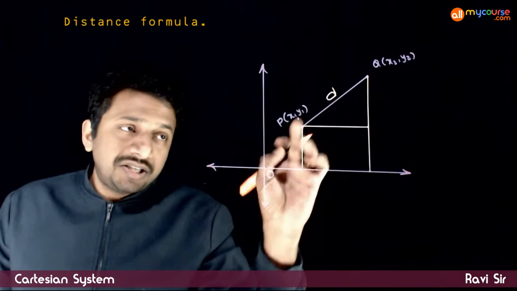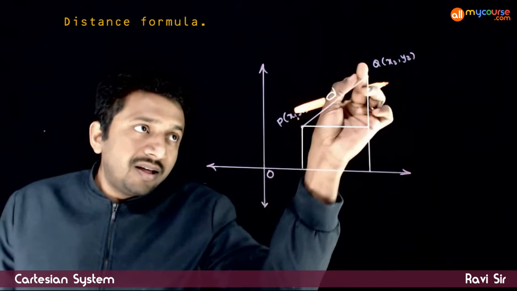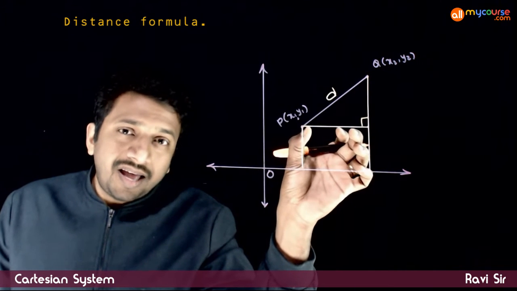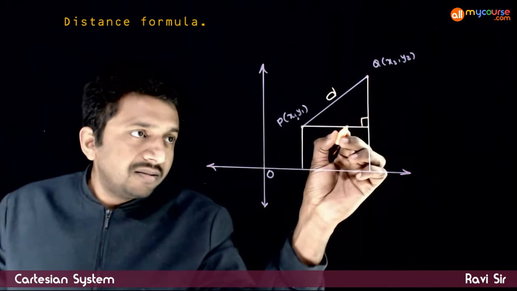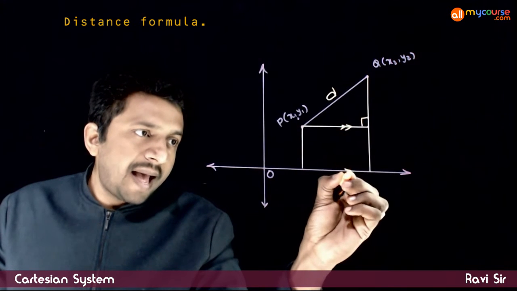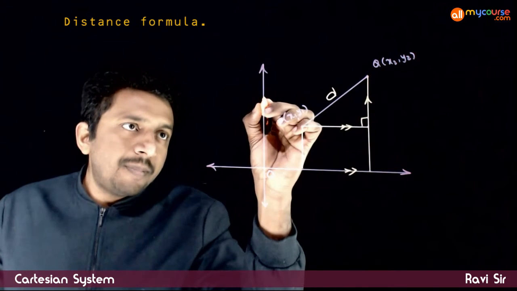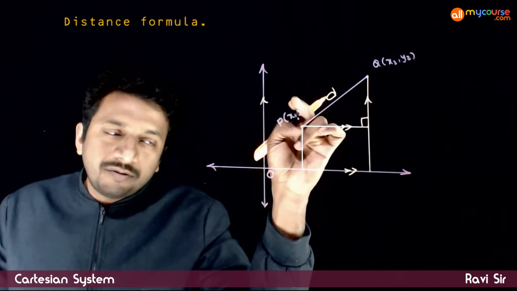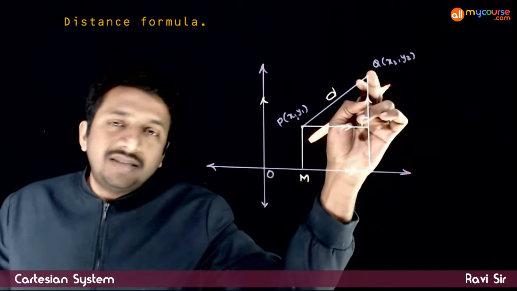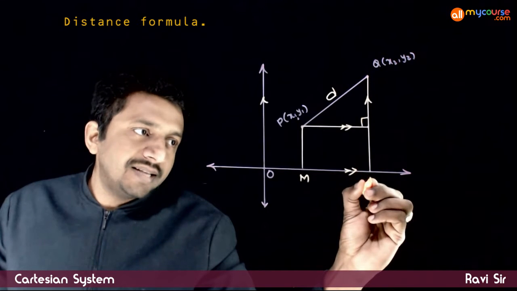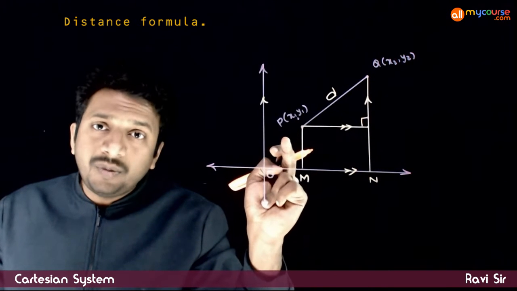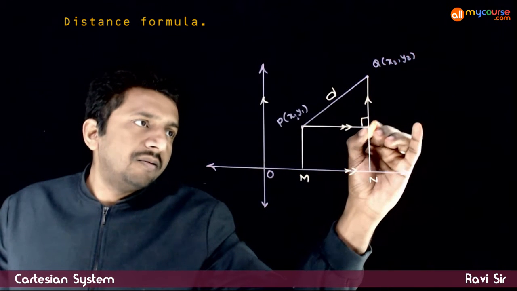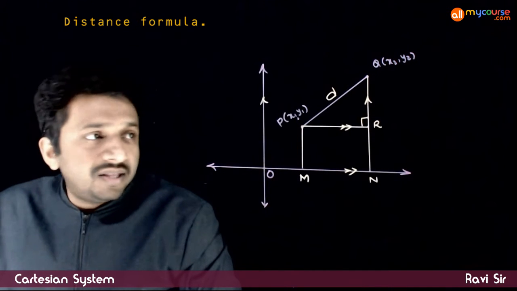So the construction is that I draw a right angle triangle whose sides are along x axis and y axis. That is, this is parallel to x axis, this is parallel to y axis. So let us say that the foot of the perpendicular of P on x-axis is M. Let us say that the foot of the perpendicular from Q on x-axis be N. And let us say that the foot of the perpendicular of P onto QN is R. So now this is the construction that we do.